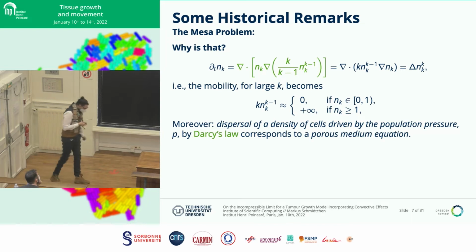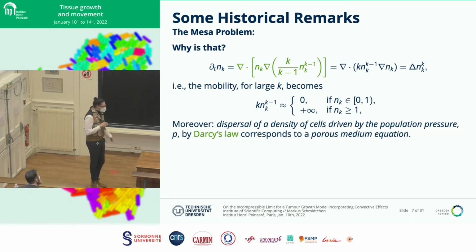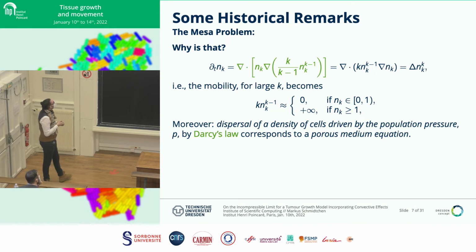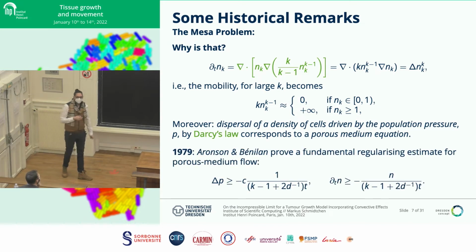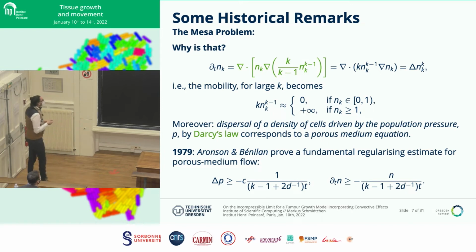And so one absolutely crucial instrument in the mathematical justification is that we observe that the dispersal of the density driven by the population pressure, this term, actually corresponds to a porous medium equation. So it can be written like this. And there has been a very influential paper by Aronson and Benilan that gives you a very strong regularity result on the Laplacian, so second derivatives of the pressure, in the following way.